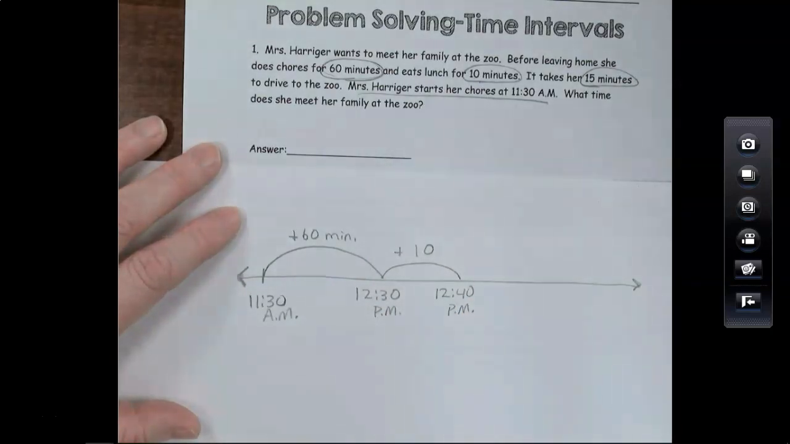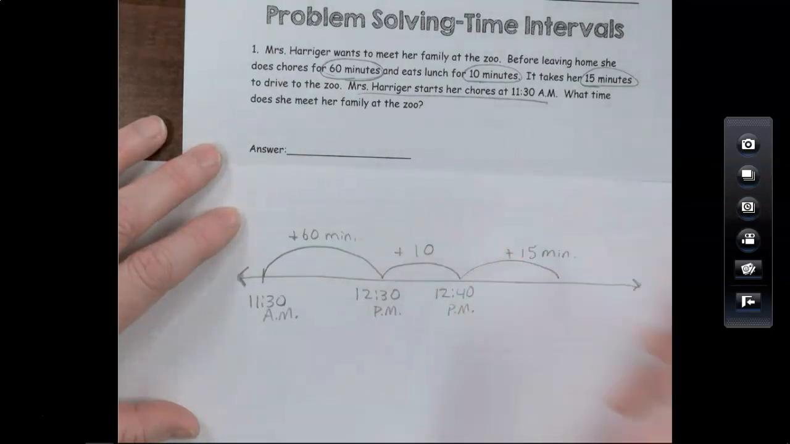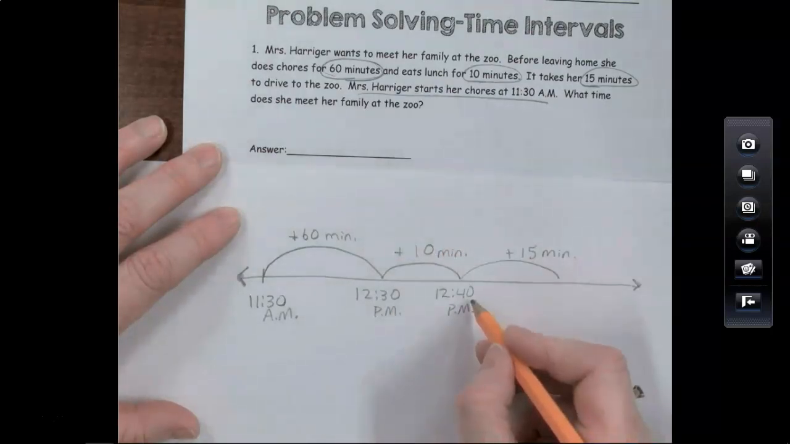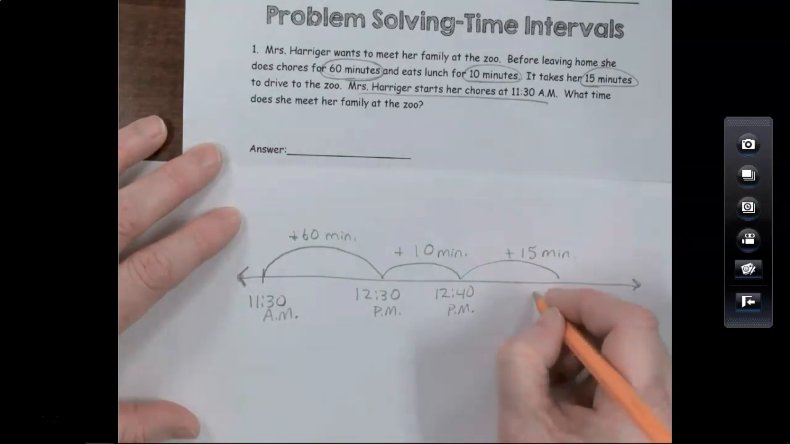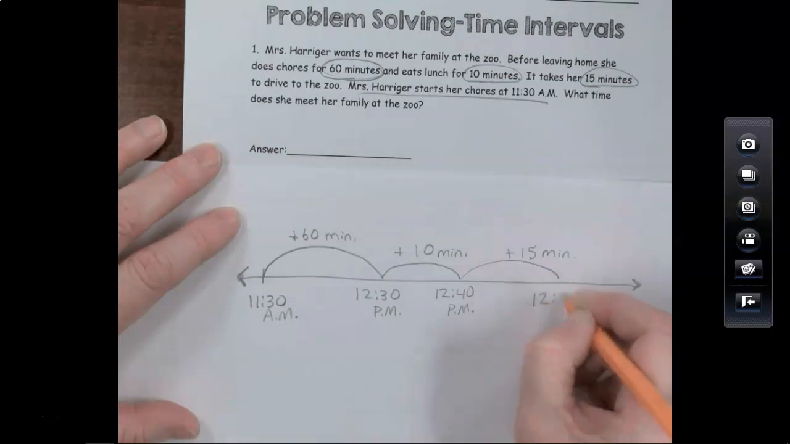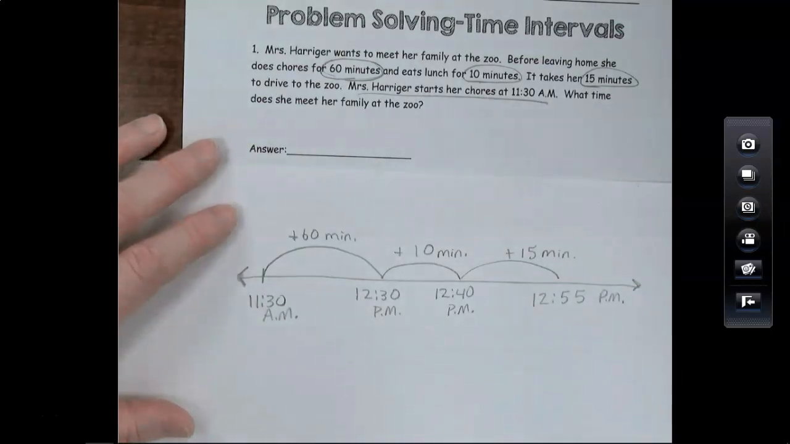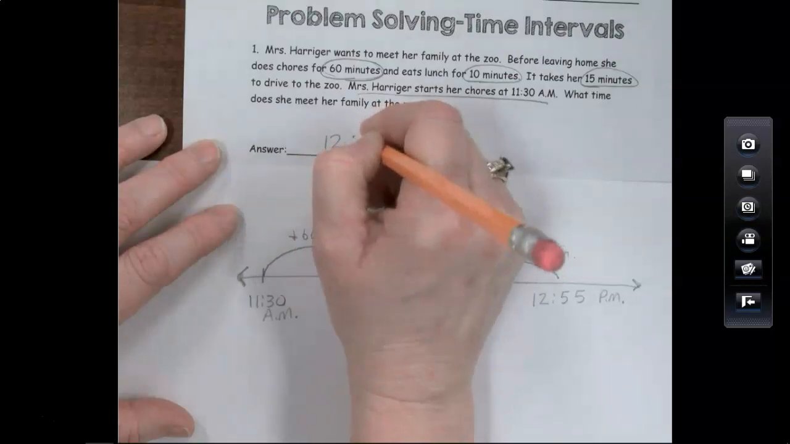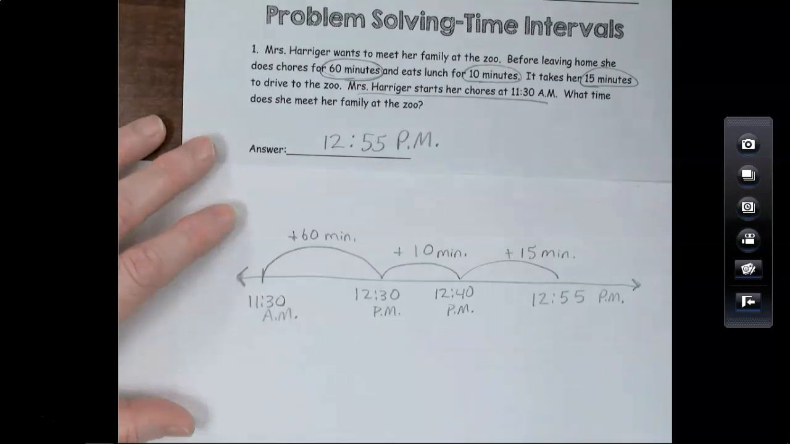Takes 15 minutes to drive to the zoo. So you have 12:40 p.m. plus the 15 minutes to go to the zoo. Add 15 minutes to 12:40. It's going to be 12:55 p.m. when Mrs. Harriger gets to the zoo to meet her family.